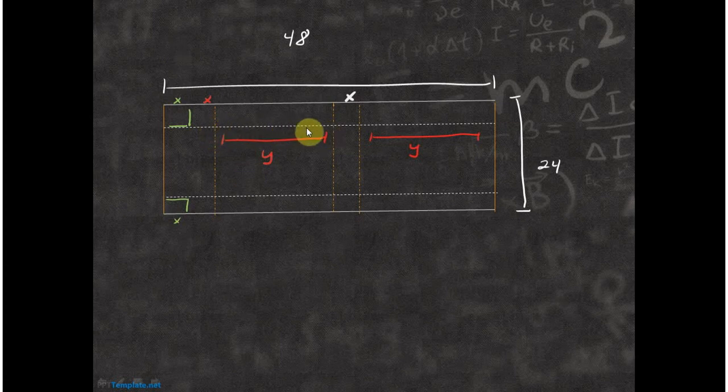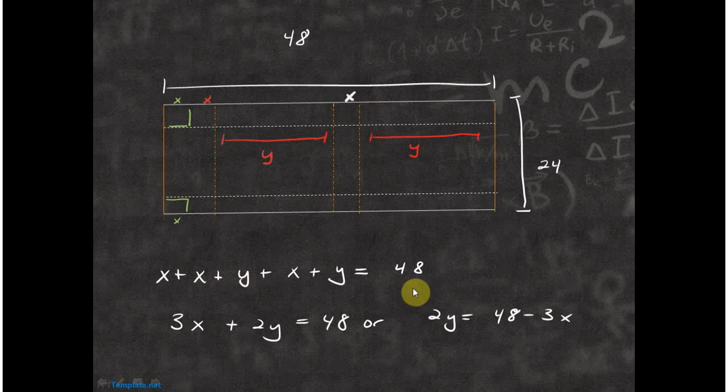I'm going to call that y. Now, this part here is the lid, so this particular lid part is going to match this because it's going to fold over right over the top. So it's y as well. What I can tell you though is all these little pieces, the x, the x, the y, the x, and the y have to total up to be 48. That means I get an equation. 3x plus 2y is 48 if I gather together like terms, or if I want to isolate y, 2y is equal to 48 minus 3x when I subtract 3x from both sides.